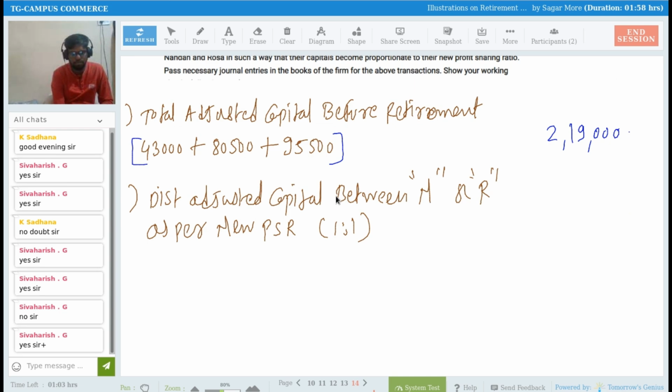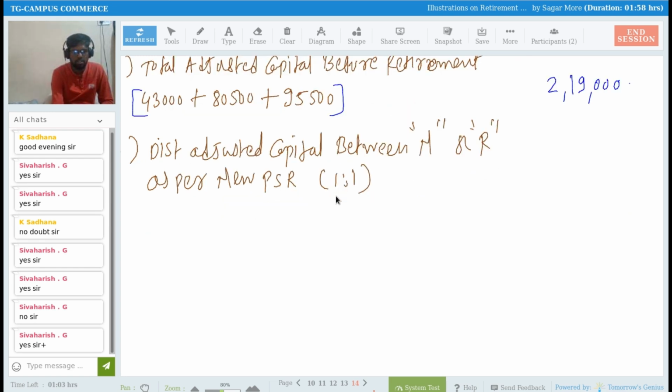So I'm writing here now. I'm just preparing one table. After distributing this, you got the answer 1,09,500 rupees, right? Each, I can say, page. Okay.